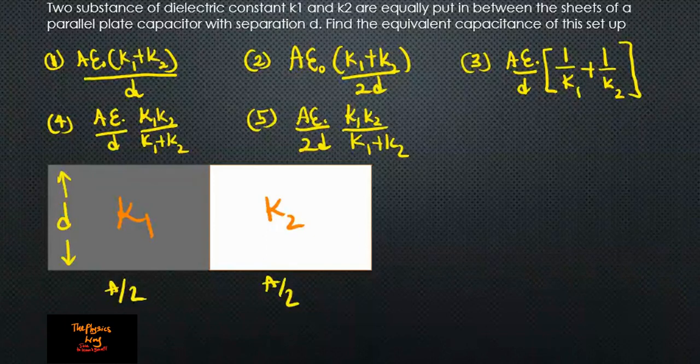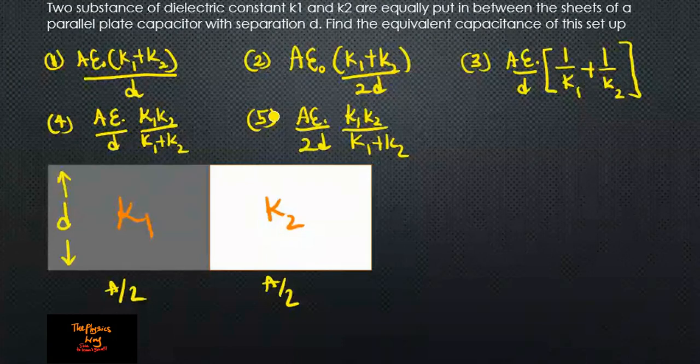Right, now in this question, two substances of dielectric constant K1 and K2 are equally put in between the sheets of a parallel plate capacitor with a separation D. Find the equivalent capacitance of this setup. Right. So to do this question, we need a couple of equations.